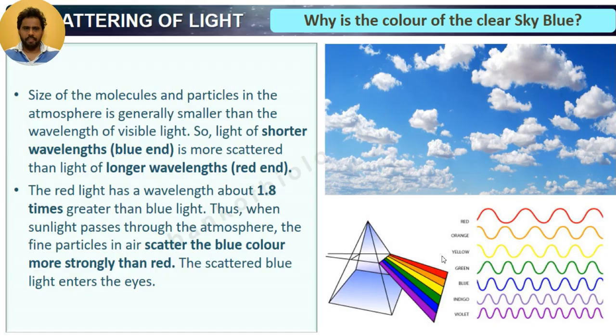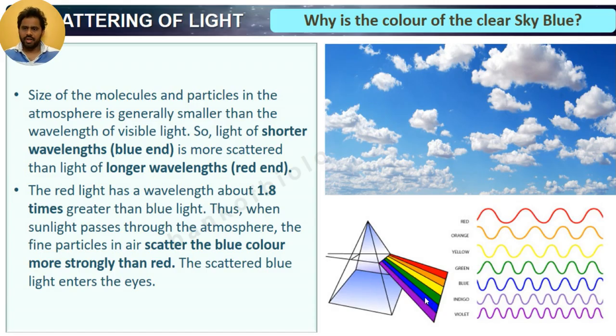Let's move ahead. Now, this question is asked in exam. Why is the clear sky blue? Why do we see the sky in blue color? Why not some other color? So, the size of molecules and particles in the atmosphere is generally smaller than the wavelength of visible light. So, light of shorter wavelengths, that is the blue light. Where is blue? The blue light. Yeah, blue light has a shorter wavelength.